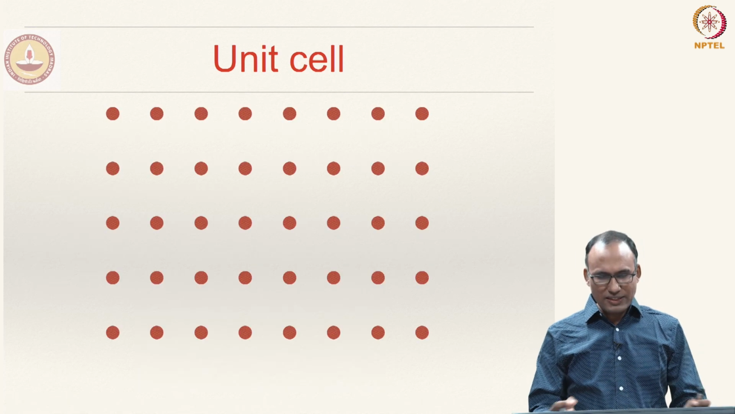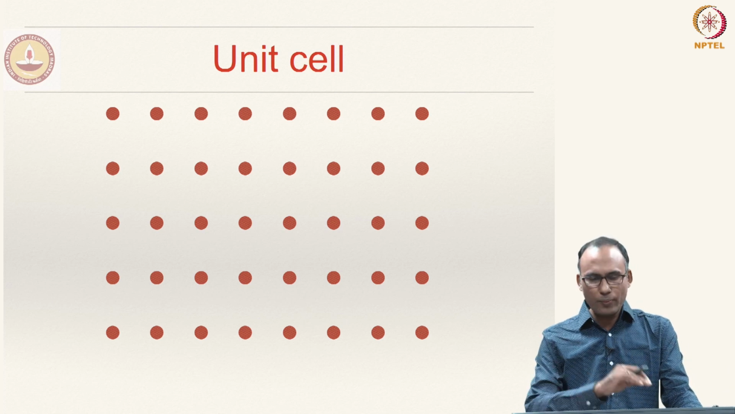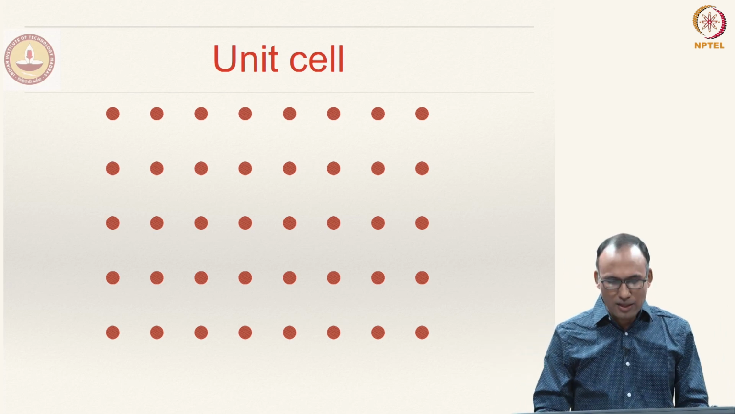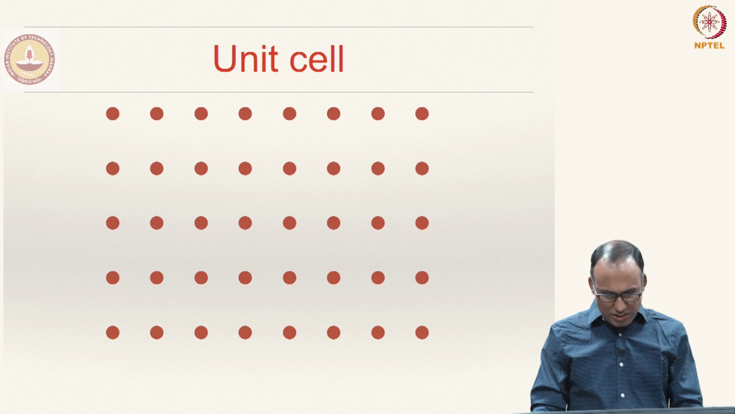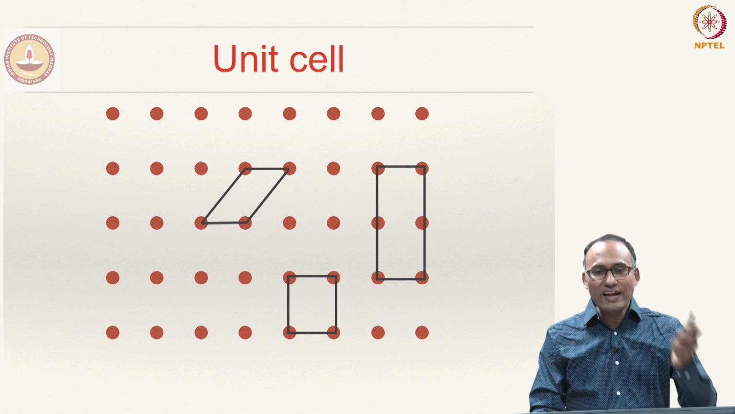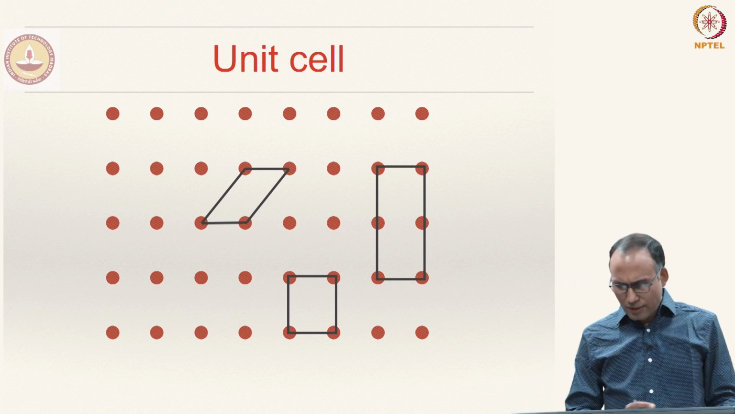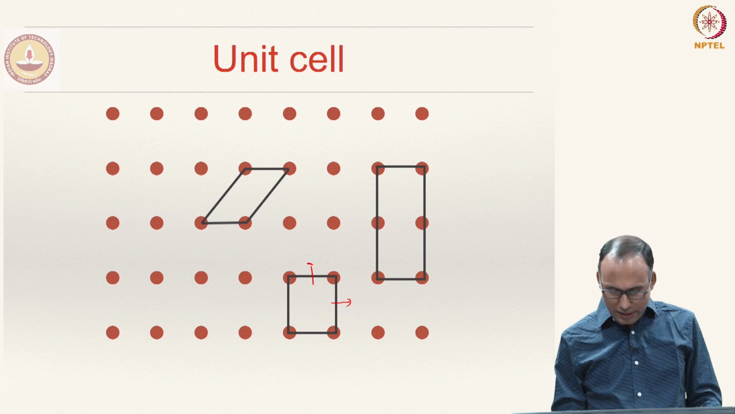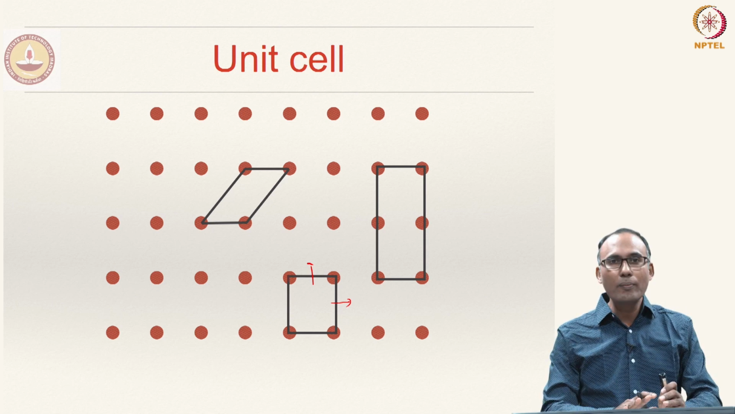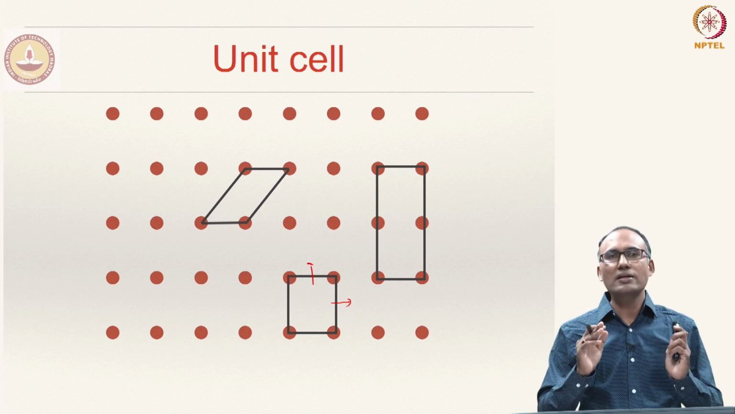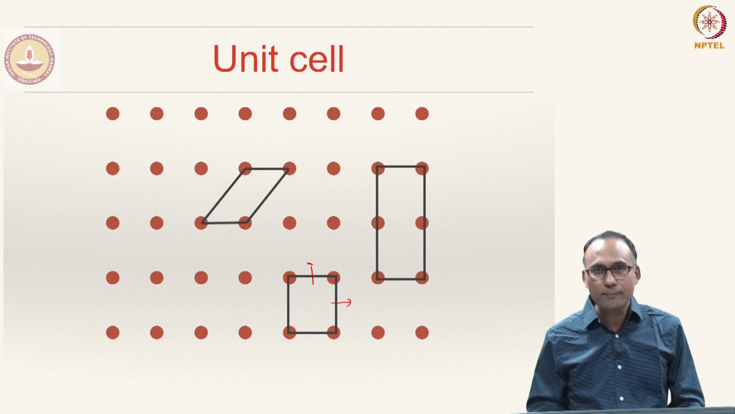So, let us say you have this lattice. You have identical points which are spanning in both directions. We are only looking at 2-dimensional lattices now. Now, how do we identify unit cells? That is one unit cell, that is another unit cell, that is another unit cell. All are valid unit cells. What do we mean by a valid unit cell? If you can translate it in both x and y directions by an amount equal to the interatomic distance, then you will be able to fill the entire space without leaving any voids behind, and that is how you should identify a unit cell.